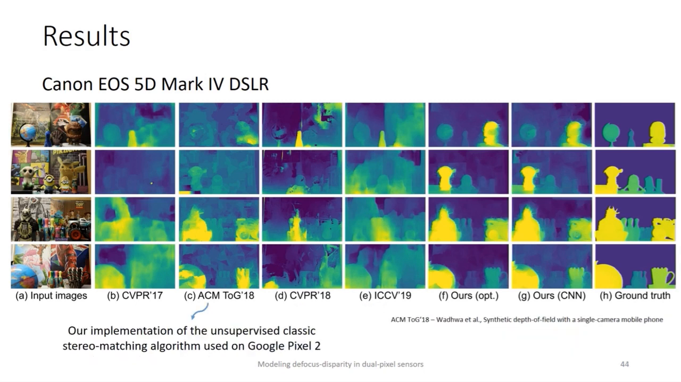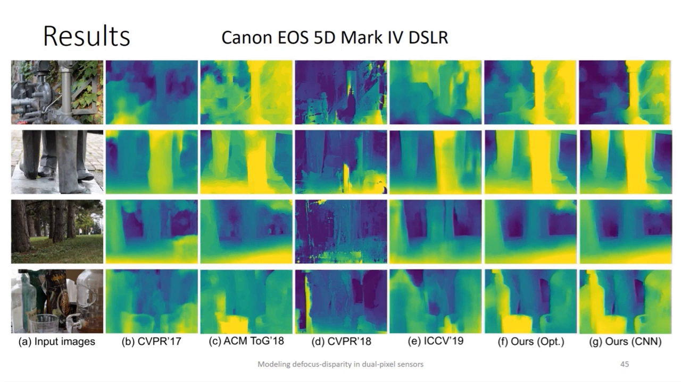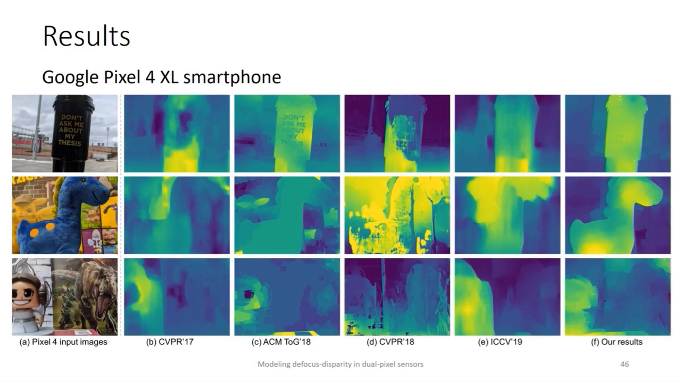The unsupervised stereo technique fares better in comparison, but produces erroneous depth estimates, particularly in the first two examples. In comparison, both our optimization-based and CNN-based approaches produce more accurate depth maps. Here are some more results captured outdoors or in more unconstrained settings. For quantitative results, please refer to our paper.